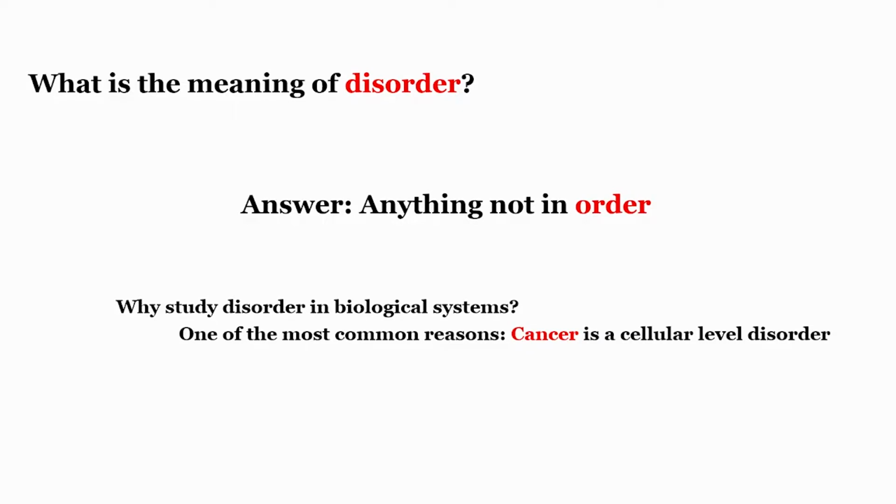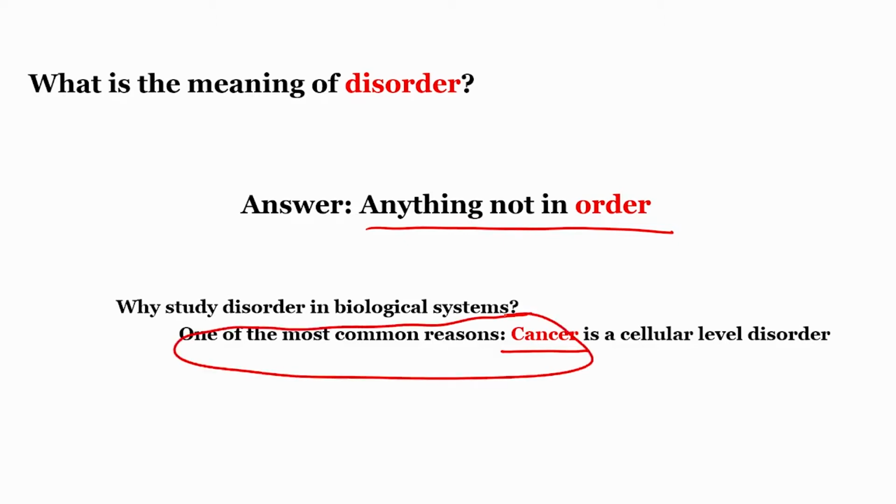What is the meaning of disorder? Any layman would answer that anything not in order. Then the question that arises here is, why should we study disorder in biological systems? One of the most common reasons could be that cancer, a very big challenge in terms of medicine and in terms of research, and a very serious disease which is spread all over the world, and it is increasing, by the way, is a cellular level disorder.